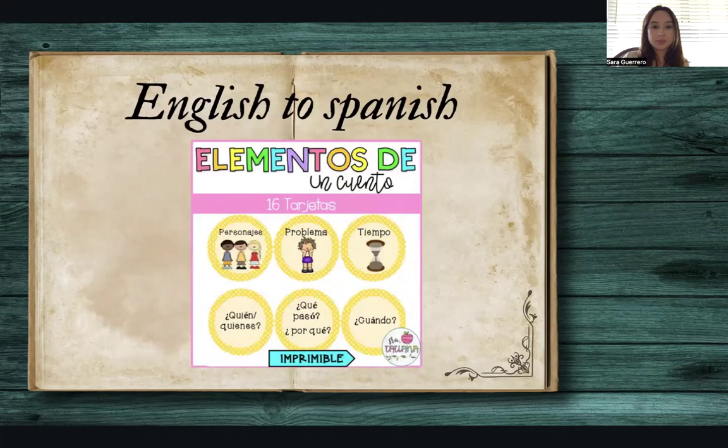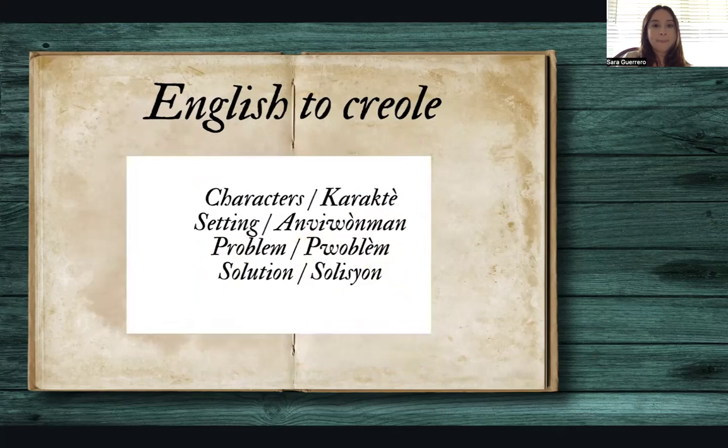Okay. So here we have the English and to Spanish. We have the characters, los personajes. We have the problem, problema, the time, tiempo. We have qué pasó, what happened, why, por qué. Ways that we can help our English language learners. We have English to Creole, so we can translate for the Haitian students or Creole speaking students.